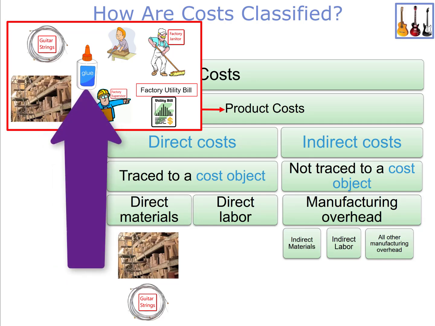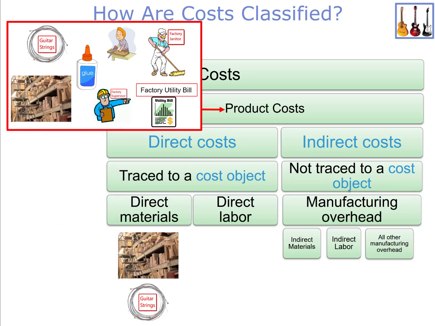How about the cost of the glue? Do we know exactly how many drops of glue and the exact cost of glue it took to make each guitar? No, there is no cost-effective way to measure the amount of glue used for each guitar. Even if we could, the cost difference would be immaterial. So the cost of the glue is considered an indirect cost called manufacturing overhead, costs that cannot be directly tied to the product. We could further classify it as indirect materials, which is a subcategory of manufacturing overhead.